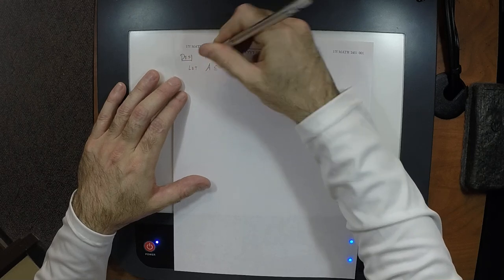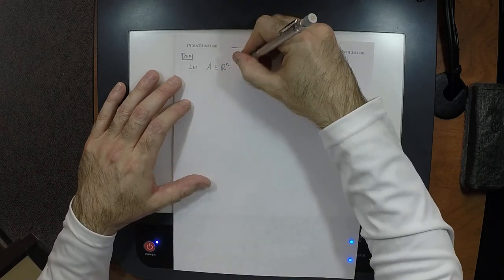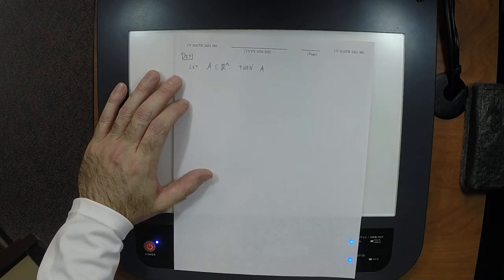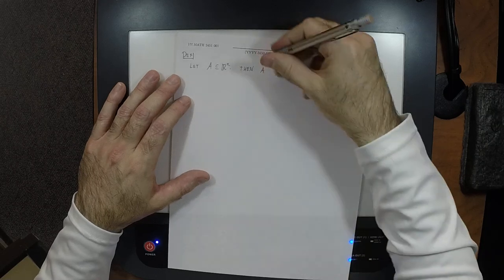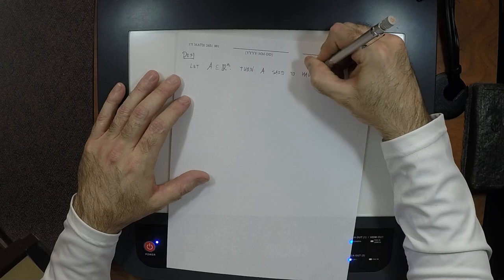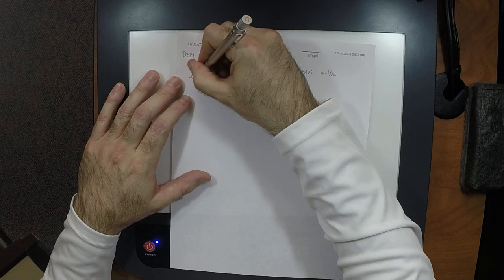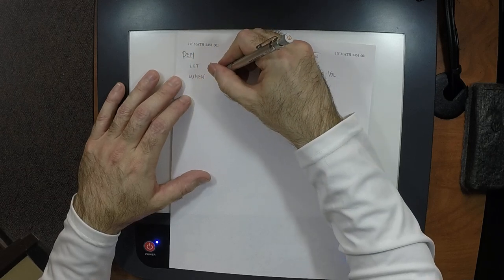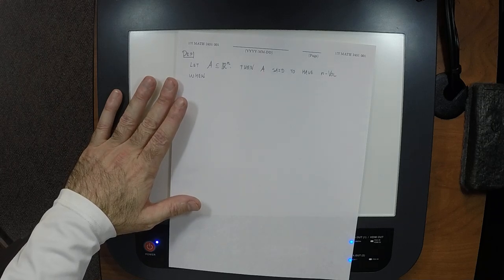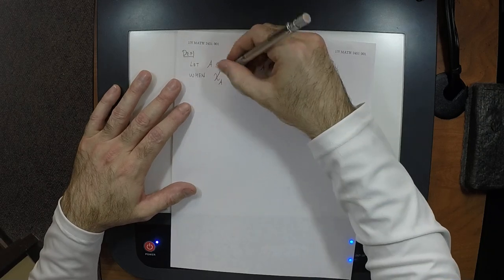Let A be a subset of R^n. Then A is said to have n-volume when the characteristic function, how did we write the characteristic function a couple days ago? With a 1, right? With a chi? Okay. So when chi_A is integrable.